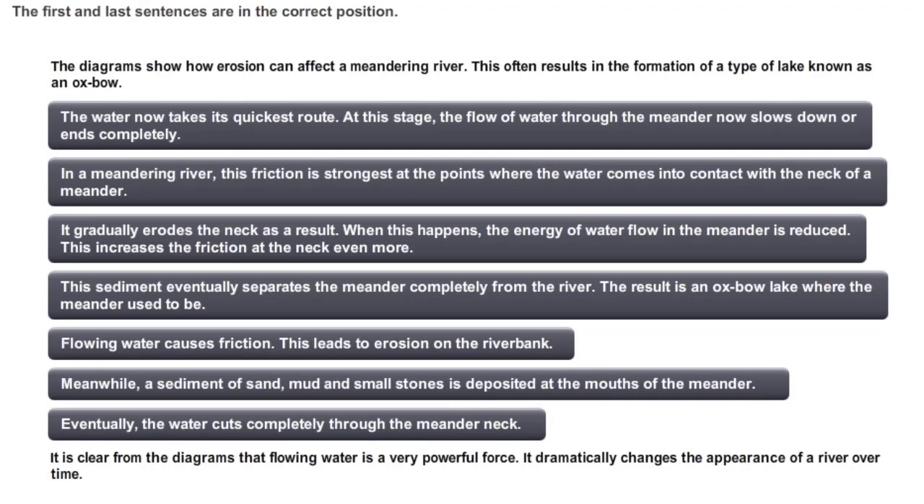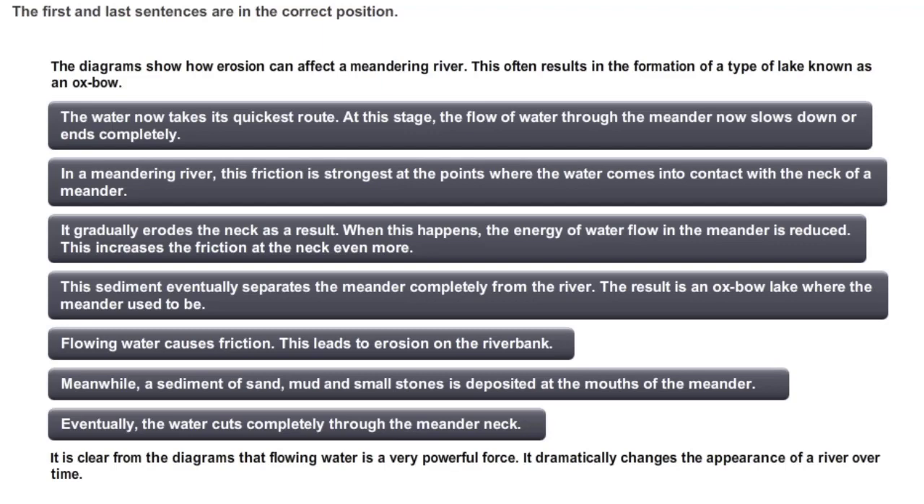Alright, now guys, let's take a look at a sample answer, but we will have to organize the sentences correctly. There are only 2 sentences that are in the correct position. The first one is your introduction. The diagrams show how erosion can affect a meandering river. This often results in the formation of a type of lake known as an oxbow. And we also have an overview at the very end.